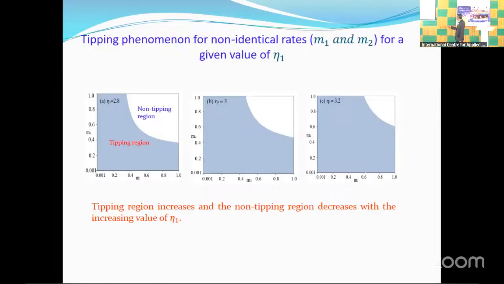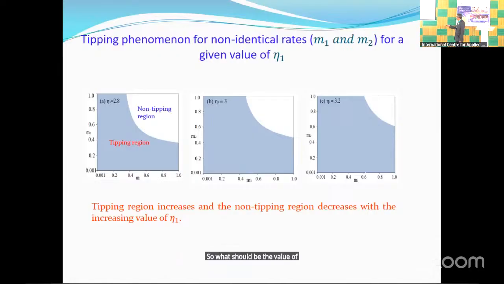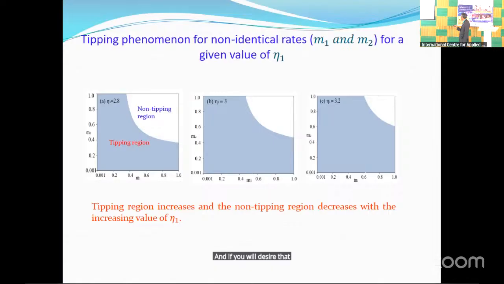So suppose M1 is given, M1 is 0.6, then you can identify your corresponding value M2 on this vertical axis. So what should be the value of M2? You can immediately get the value of M2 so that your system can tip. And if you desire that your system should not tip, then you have to consider the same value corresponding to M1 equal to 0.6 from this side here. And look there that as the intensity increases, the tipping region gradually.